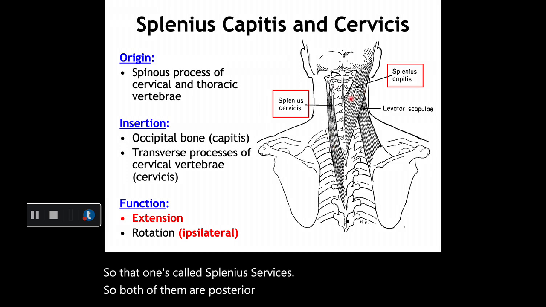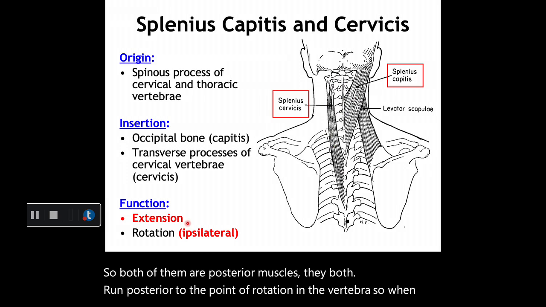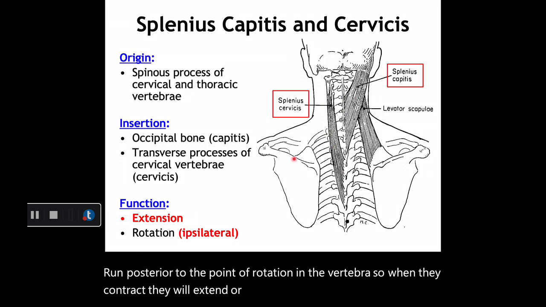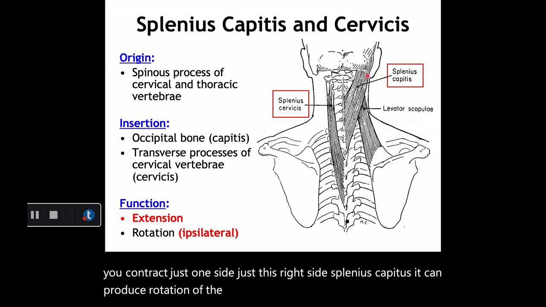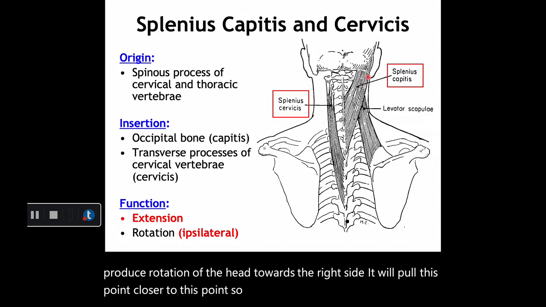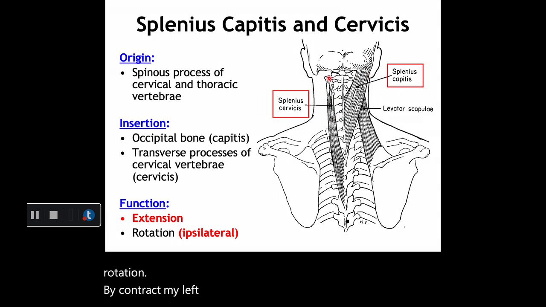They both run posterior to the point of rotation in the vertebra. So when they contract, they will extend or hyperextend the head at the neck. If you contract just one side, just this right side splenius capitis, it can produce rotation of the head towards the right side. It'll pull this point closer to this point. So that's ipsilateral, or same side rotation. If I contract my left splenius capitis, I would get left head rotation. Okay.